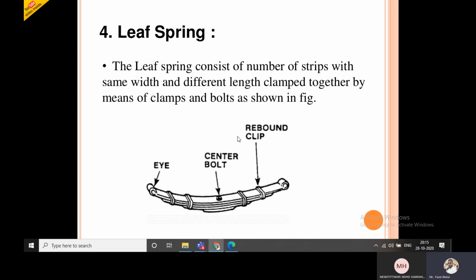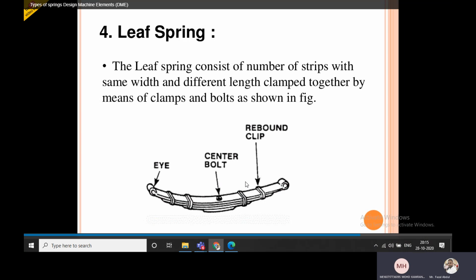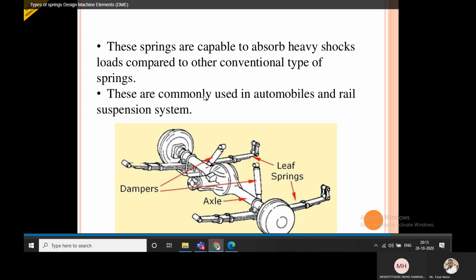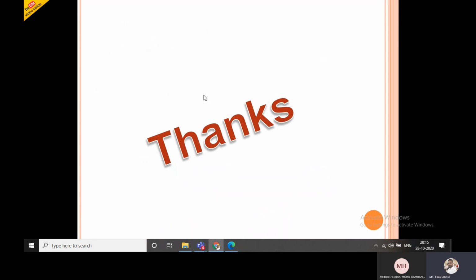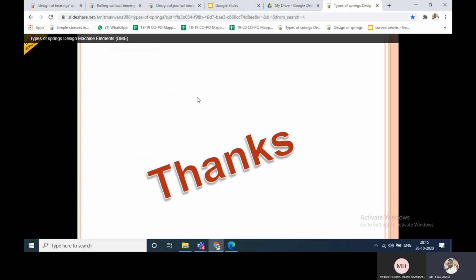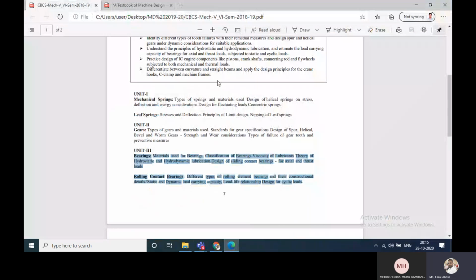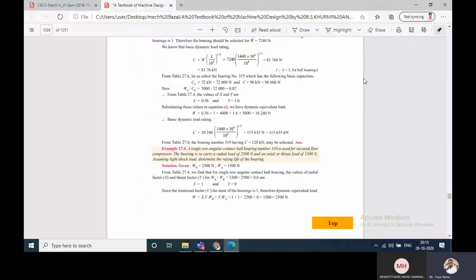This is a leaf spring. You can find such a spring setup in heavy load vehicles. There are also very large relations for the leaf spring. My suggestion is to become perfect with the helical spring only. Just for theory, you can refer to this one. This is about theory, and I will explain with one problem for the bearing, spring.